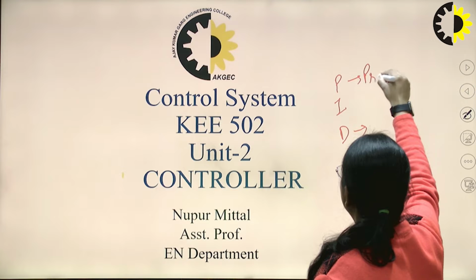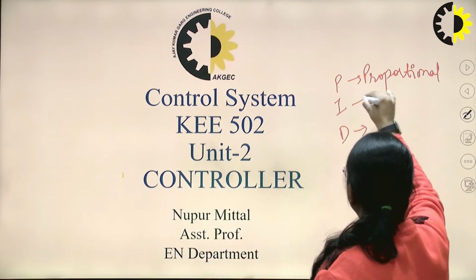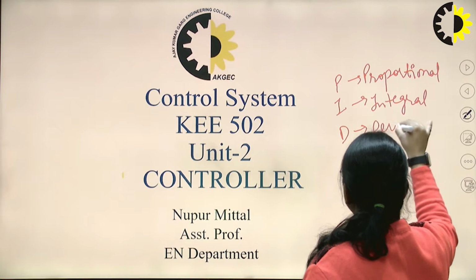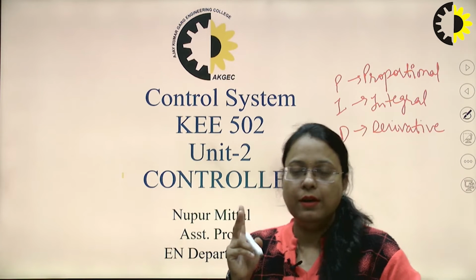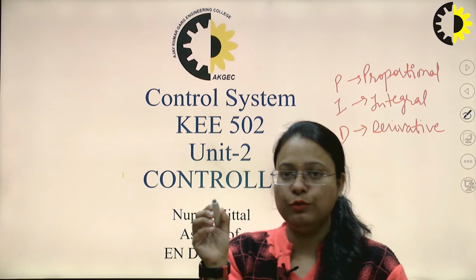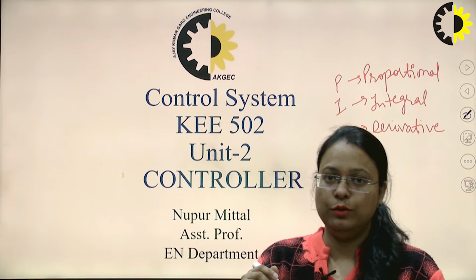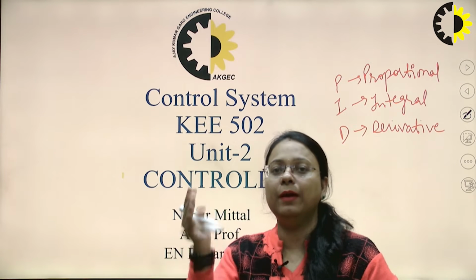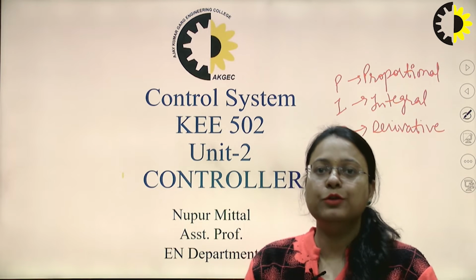The proportional controller is represented by P, I is used for the integral controller, and D is used for the derivative controller. The derivative controller can be used in two ways. We can apply the derivative controller in the forward path of a control system, or we can apply the derivative control in the feedback path. Whenever the derivative controller is used in the feedback path, we call it a tachometer or tachogenerator type of controller.